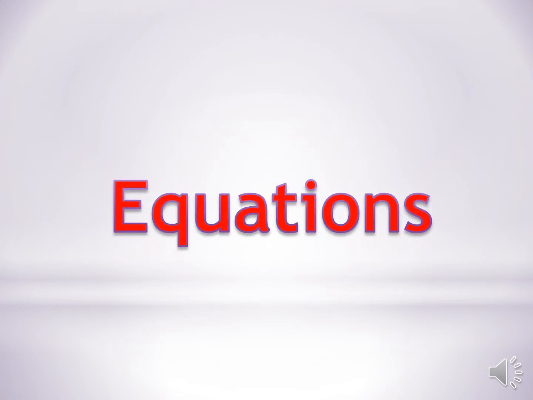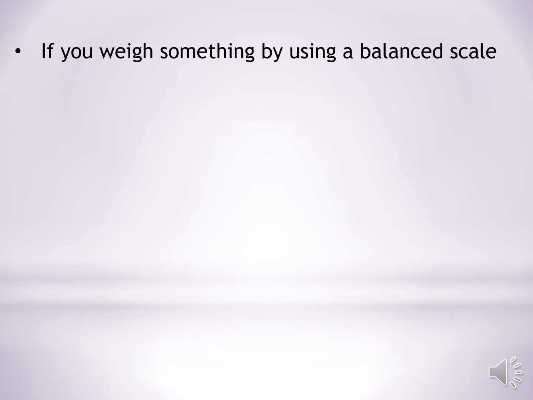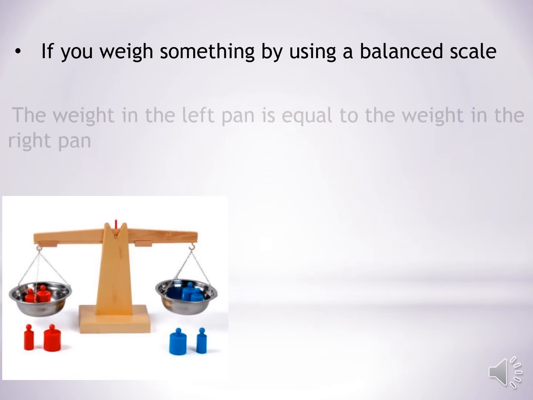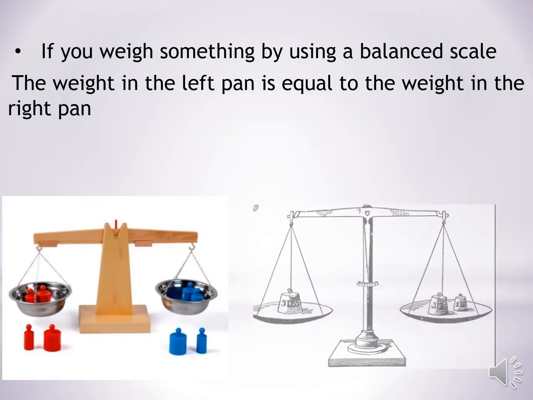Our lesson today is the equations. If you weigh something by using a balance scale, the weight in the left pan is equal to the weight in the right pan to be in the upright position. So if I have here 5 kilograms, the other side I have 3 kilograms and 2 kilograms, which are equal to 5 to keep the balance in the right position.